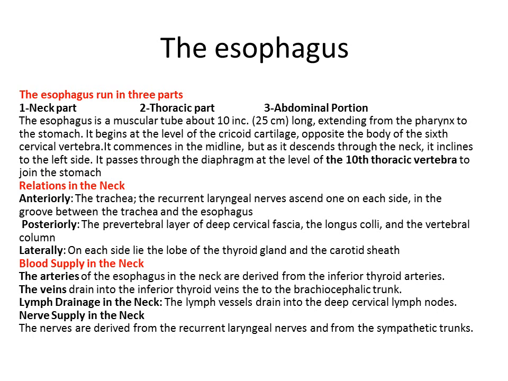Blood supply in the neck. The arteries that supply the esophagus in the neck are derived from the inferior thyroid artery. The veins drain into the inferior thyroid vein, then into the brachiocephalic trunk. Lymphatic drainage of the esophagus in the neck region: the lymphatic vessels drain into the deep cervical lymph nodes. The nerve supply in the neck is derived from the recurrent laryngeal nerve and the sympathetic trunk.